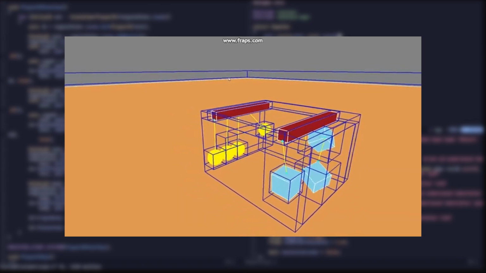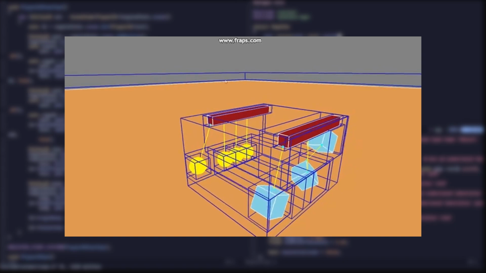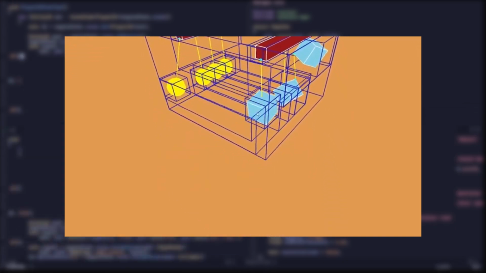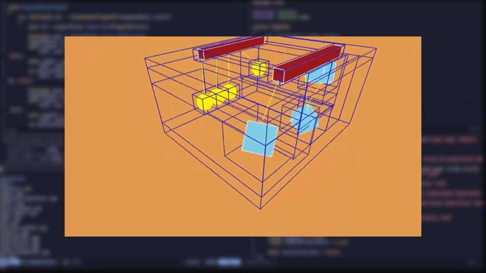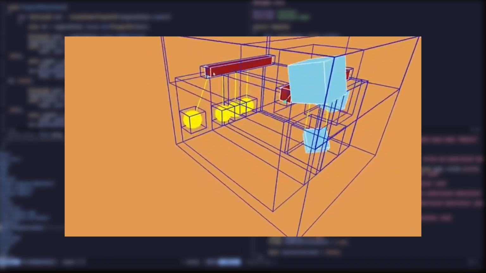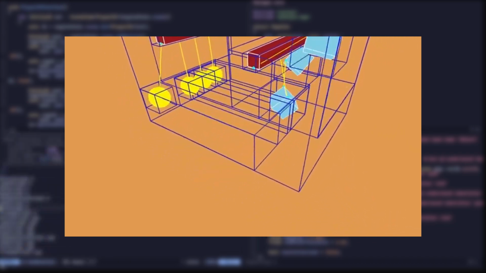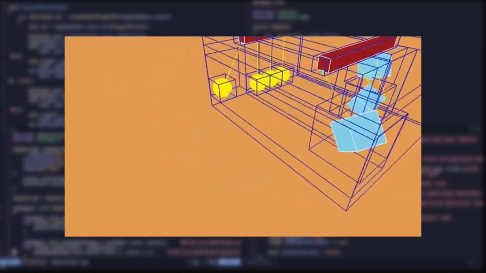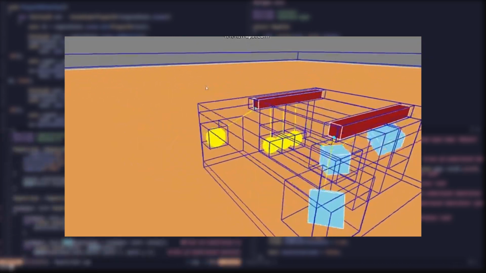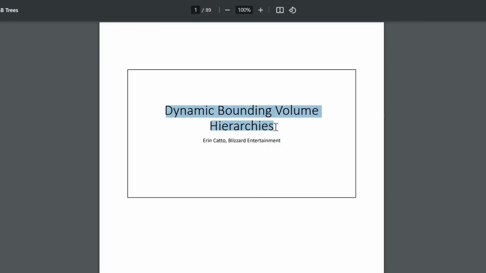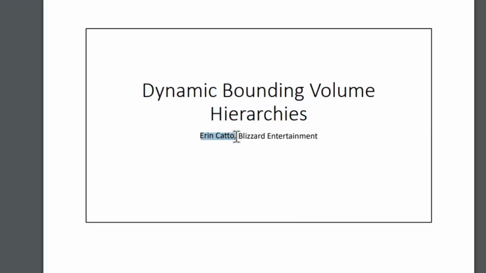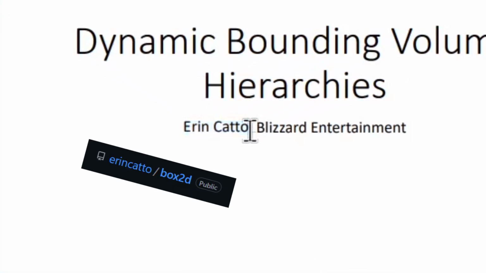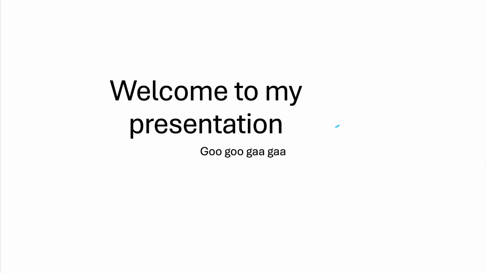AABB trees are a spatial partitioning technique where you enclose every rigid body inside an AABB. Then you enclose 2 or more rigid bodies inside an AABB that encompasses both of them. And you want to keep going until you have every rigid body enclosed inside a root AABB. This sounded interesting, so I went with it. And I found this paper on AABB trees, which was written by Erin Catto, creator of Box2D and the frickin' man himself.